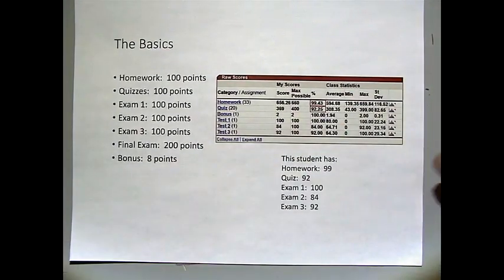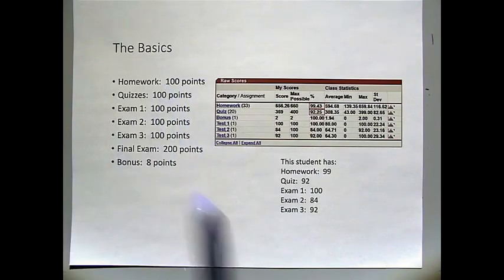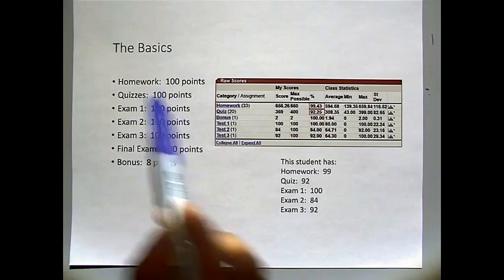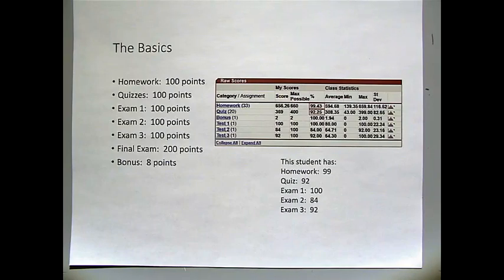Remember, the maximum points you can earn this semester is 708 points. Your homework accounts for 100 points altogether. Your quizzes altogether account for 100. Each of the 3 exams is 100, and then there's a 200-point final exam. So that means that from this, you still have 200 points to come, which accounts for roughly a third of your grade. So roughly a third of your grade still hasn't been determined.